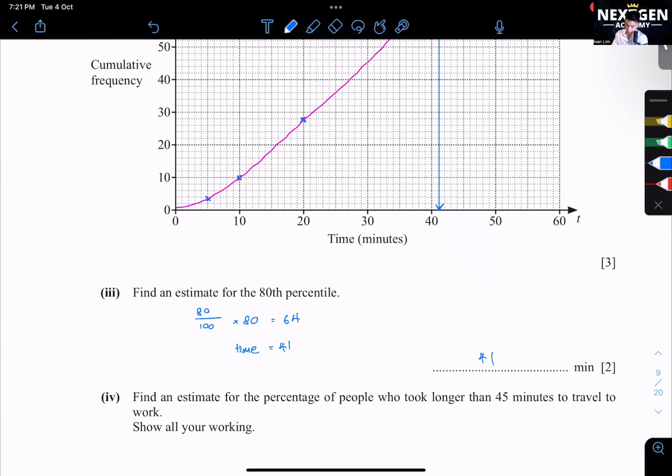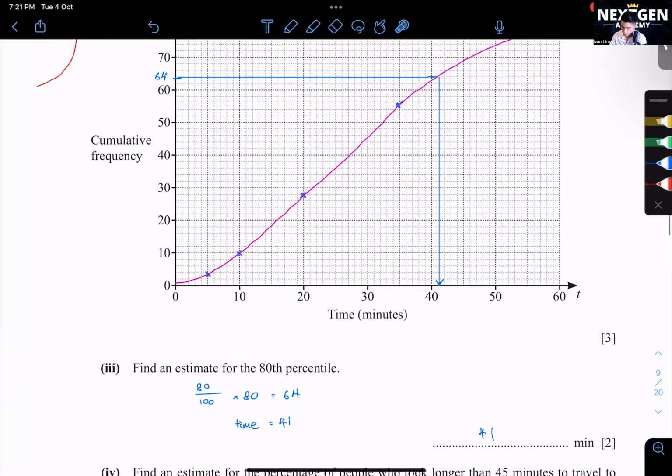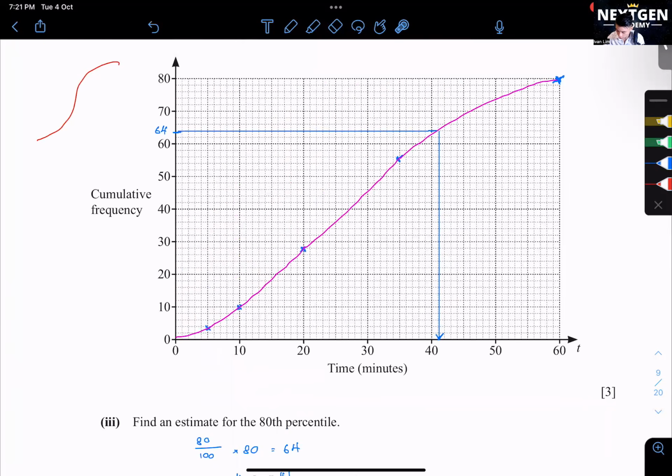Find an estimate for the percentage of people who took longer than 45 minutes to travel to work. Show all your working. So more than 45 minutes. You have to find from the graph. I'll just use this green color. 45 minutes will be around here. Based on my graph here, this one will be roughly how much? 45. It's around 68.